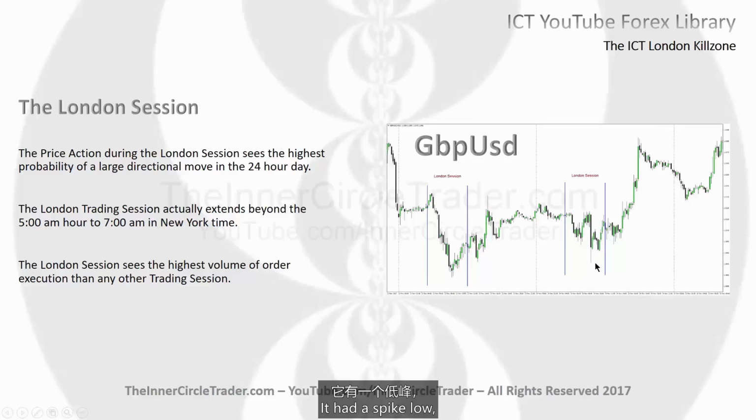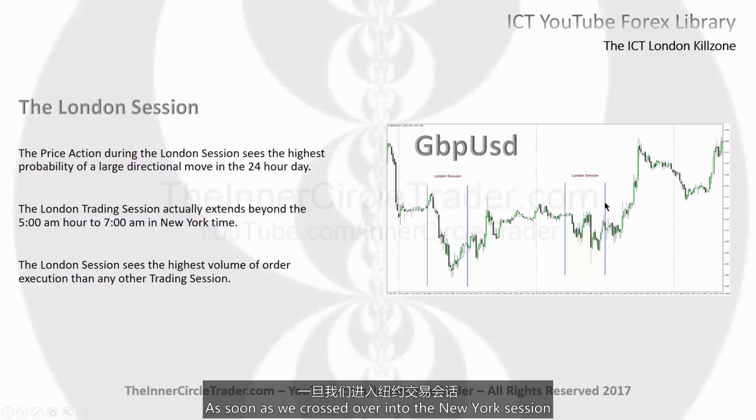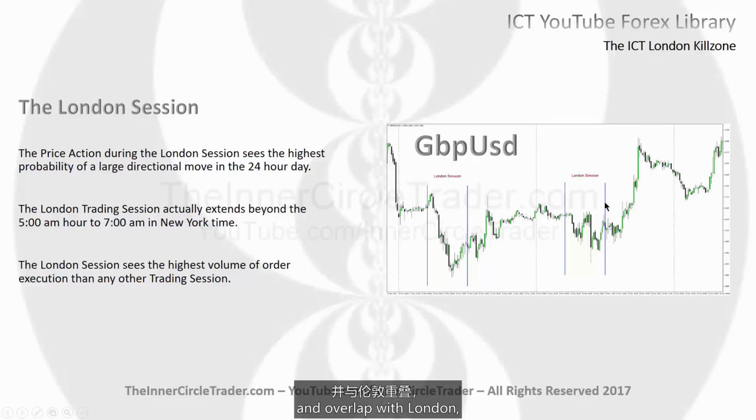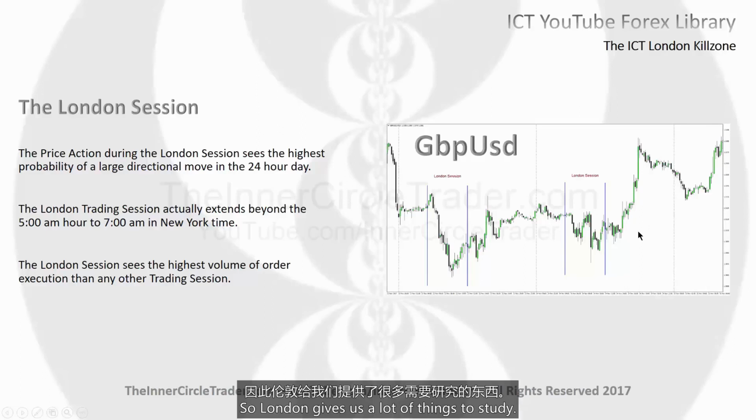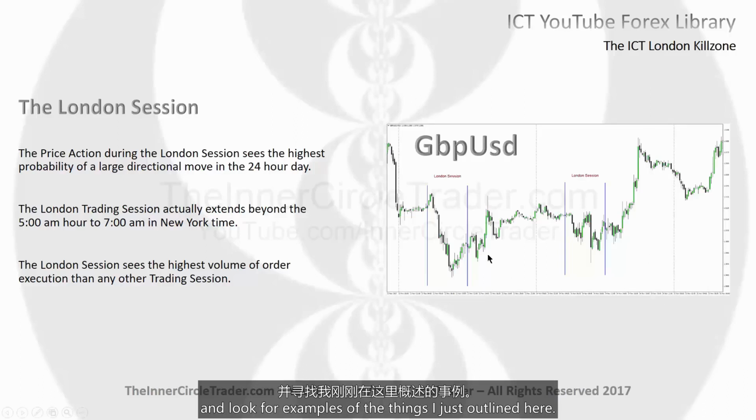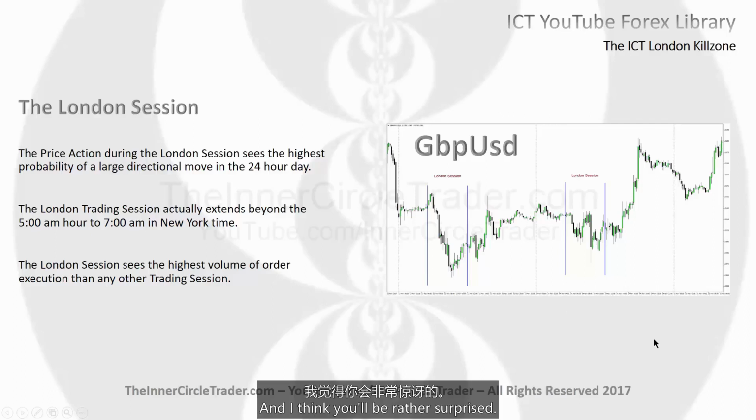It had a spike low, but if we're bullish, it didn't really show any kind of indication in the London session. But as soon as we crossed over into the New York session and overlap with London, then we have the optimal trade entry, then we have the dynamic imbalance where the range expansion occurs for the daily upside and up close. So London gives us a lot of things to study, and I want you to go through your charts and look for examples of the things I just outlined here, and I think you'll be rather surprised.